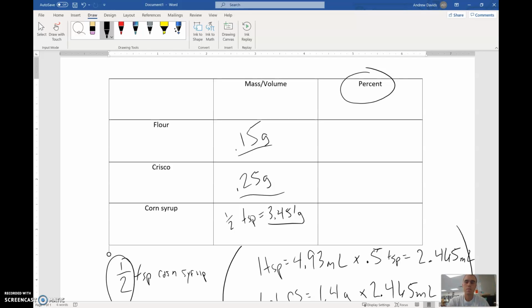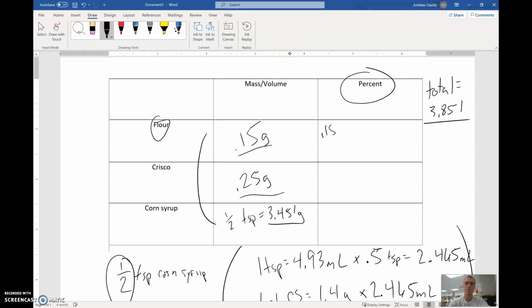So then I can change these to percentages. In order to find a percentage, hopefully this isn't new information for you, remember, you need the total. So I'm going to add up those three: 0.15 plus 0.25 plus 3.451. The total is 3.851. For the percentage, I'm going to take each individual ingredient divided by the total.